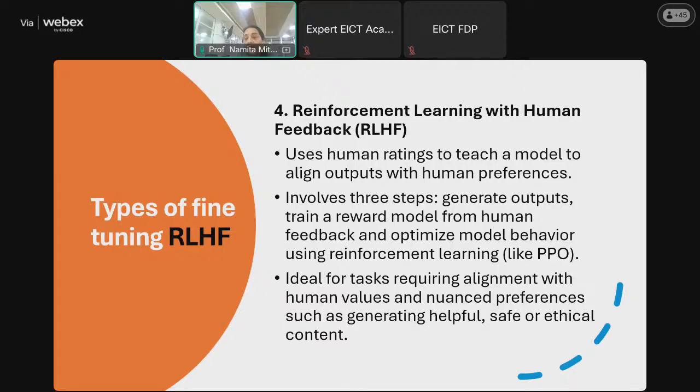So from those instances we have two labels, and it keeps on going, and from there the machine or model learns. It uses human ratings to teach a model to align outputs with human preferences: it's good or not good, it's a reward or a penalty. It involves three steps: generate outputs, train a reward model from human feedback, which means human in the loop, and optimize model behavior like reinforcement learning. It is ideal for tasks requiring alignment with human values. Whenever we can afford the human intervention, this reinforcement learning from human feedback is applicable.